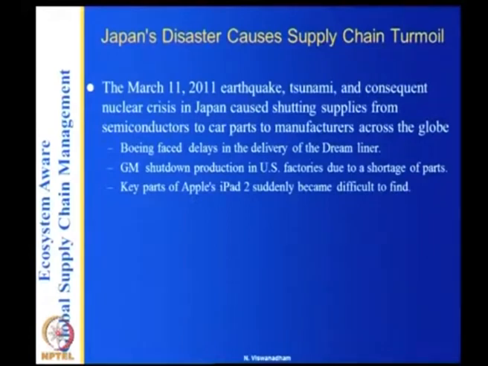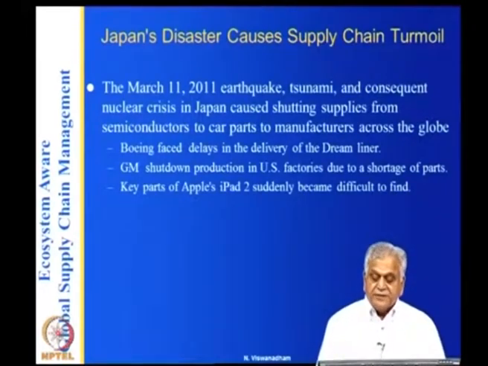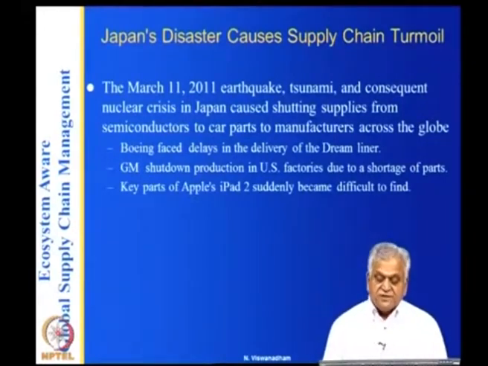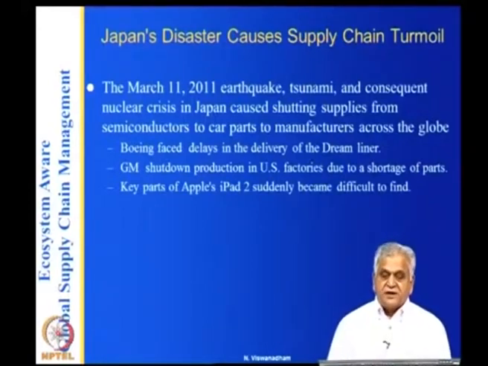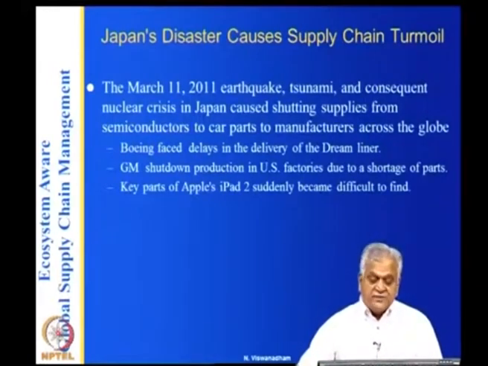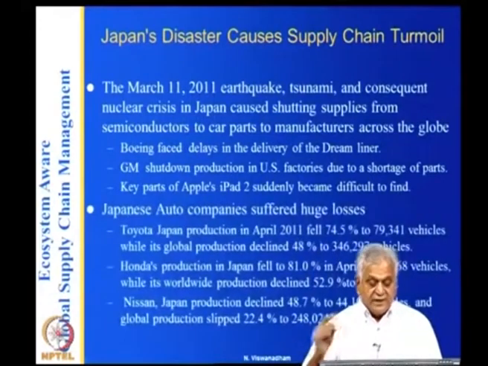So, Boeing faced delays in the delivery of the Dreamliner. The Dreamliner is the dream aircraft of Boeing, and their parts were manufactured there. General Motors shut down production in US factories due to shortage of parts. And key parts of the Apple iPod 2 suddenly became difficult to find. But the problem here was that these companies, Boeing, General Motors, Apple, and several others I didn't list here, including Toyota and other Japanese companies, have suppliers in Japan. These are niche suppliers, and it's very difficult to replicate what they are doing. They didn't have duplicate suppliers, a second source where they could source these parts, at least at that time. Given that situation, when the tsunami happened, everybody shut down.